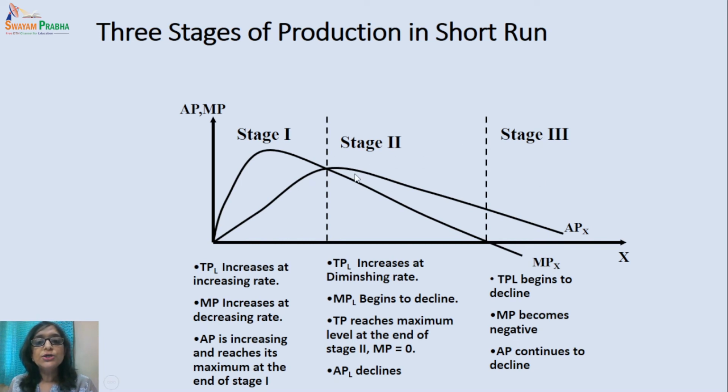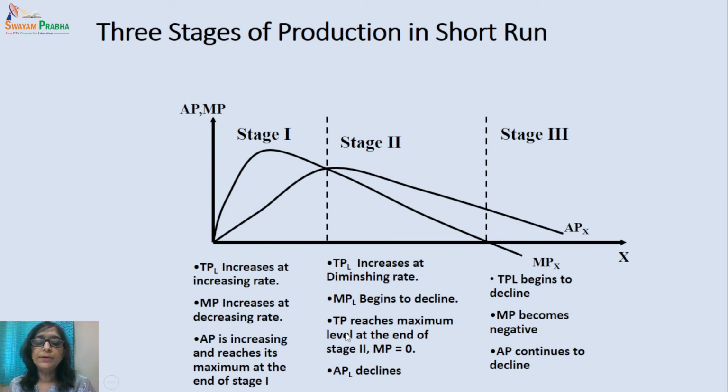In stage 2, your AP is declining and MP is also declining, but MP is still positive. Therefore, your total product is rising, but it is increasing at a diminishing rate, as we saw in the table. But what is happening at this point where we have put this dotted line? We say stage 2 ends, meaning your MP becomes 0. That is, the new person who has come in, the new labor you have employed, is not adding anything to your total output. So your marginal product is 0.